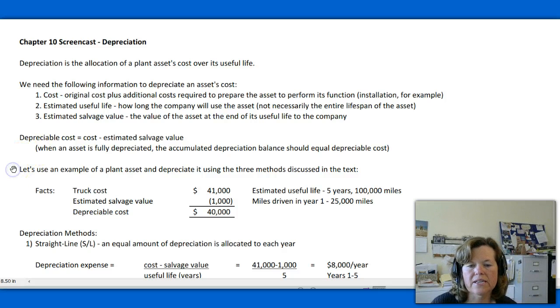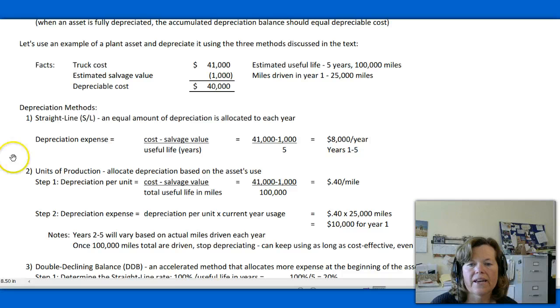What I'd like to do is take an example of a plant asset and depreciate it using the 3 methods of depreciation discussed in the text, so you can see how each of those work with a single set of facts. So these are the facts.